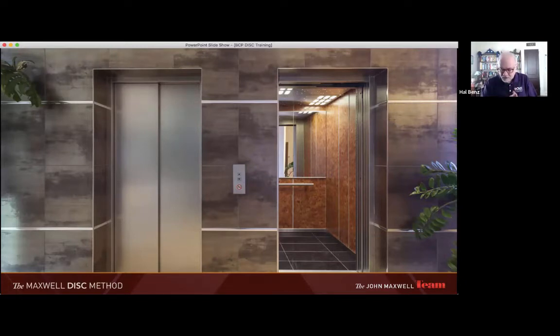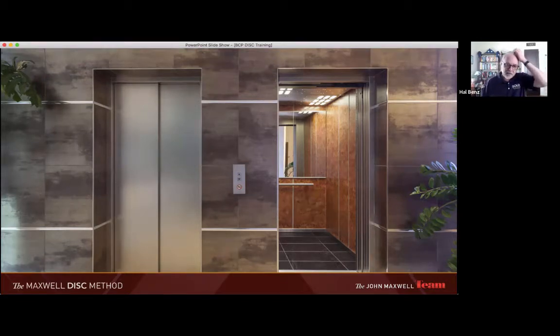Now, I want you to think about this. As the doors are beginning to open, are you the person who secretly hopes, please God, please God, please God, let this elevator be empty? I don't want to talk or see anyone. And you just kind of want to get on that elevator and push the button for your floor and look down at your feet and not make eye contact or have any conversation with anyone.